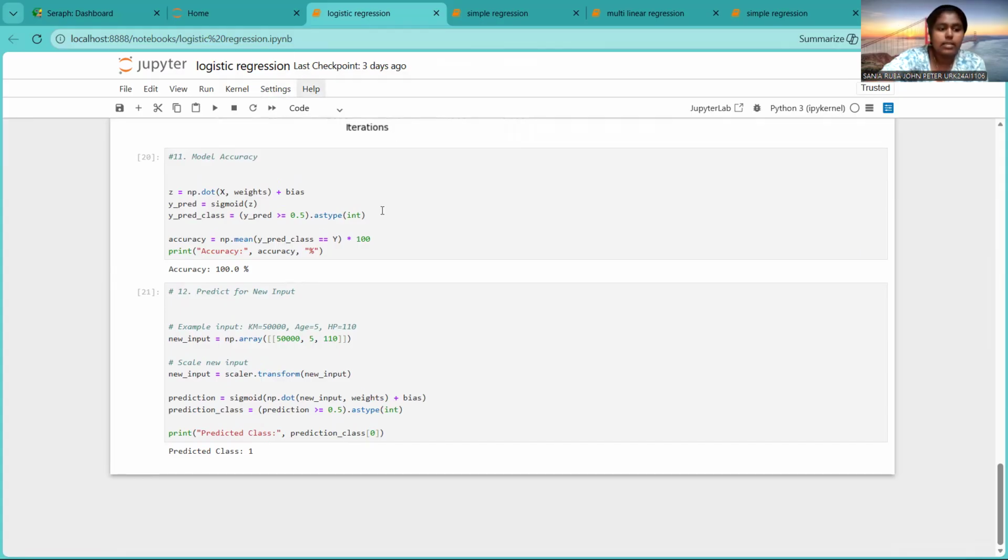In this experiment, I have explained simple linear, multilinear, and logistic regression. We will be using different metrics for each regression. I hope you understand all this. Thank you.